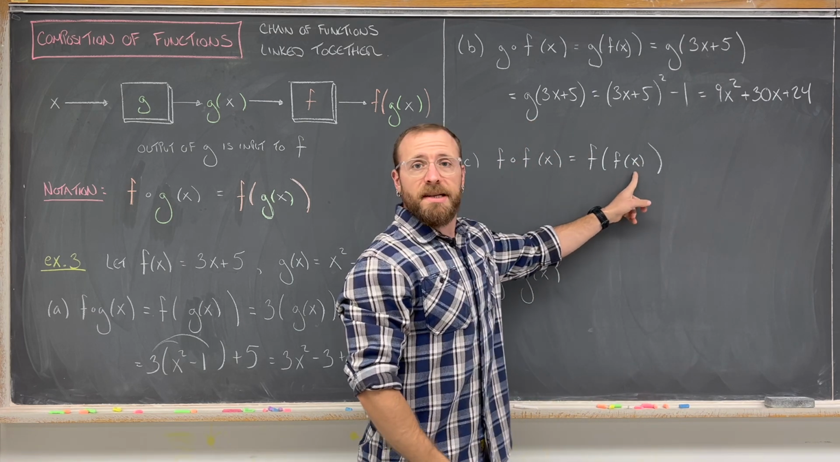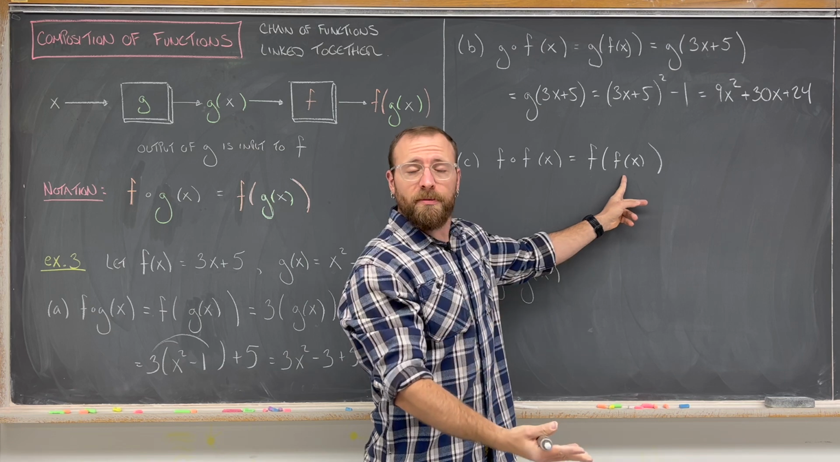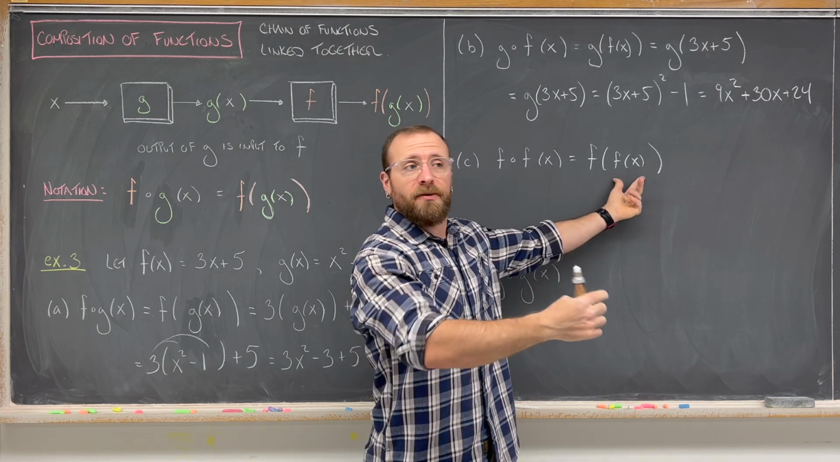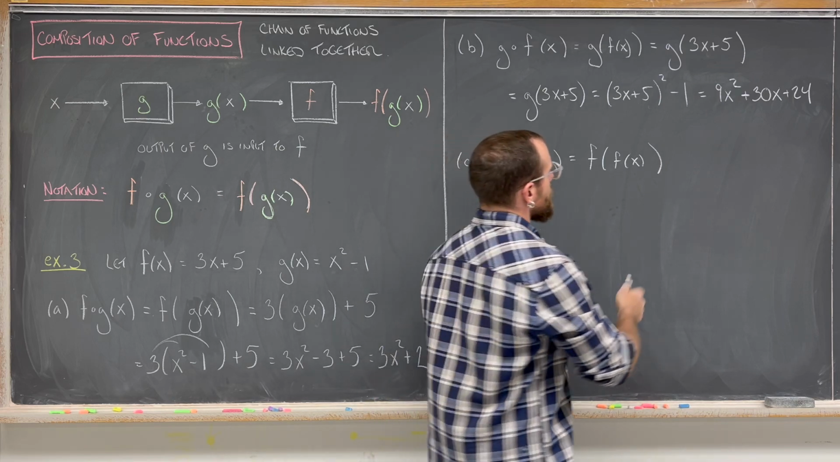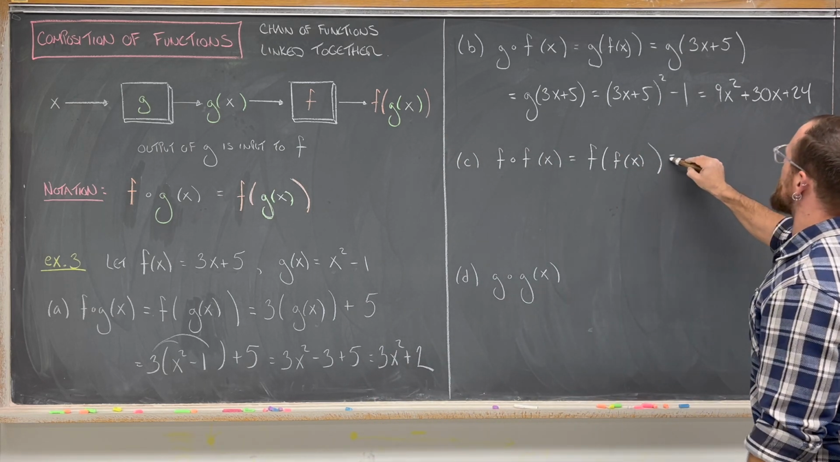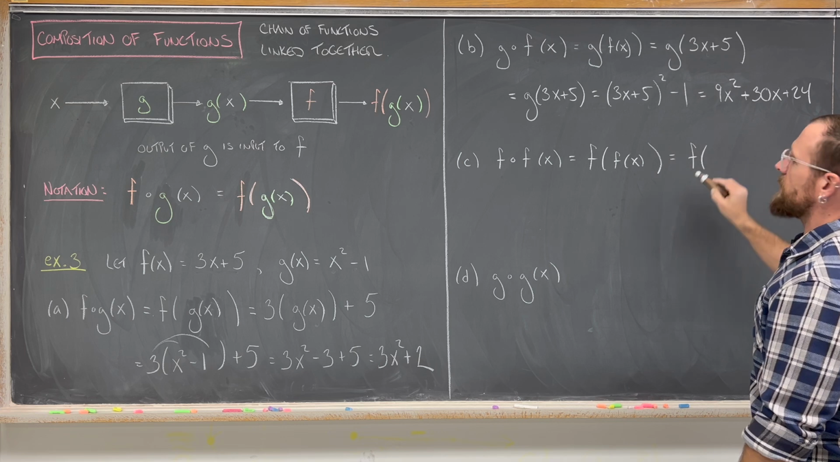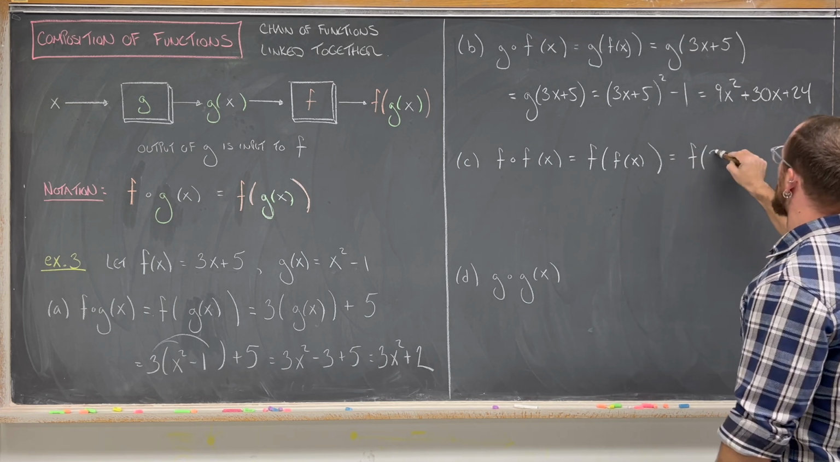You're going to plug x into f. Something's going to be output by f. And you're going to take that output of f and make it the input into f. Okay? So what is this? This is f of 3x plus 5.